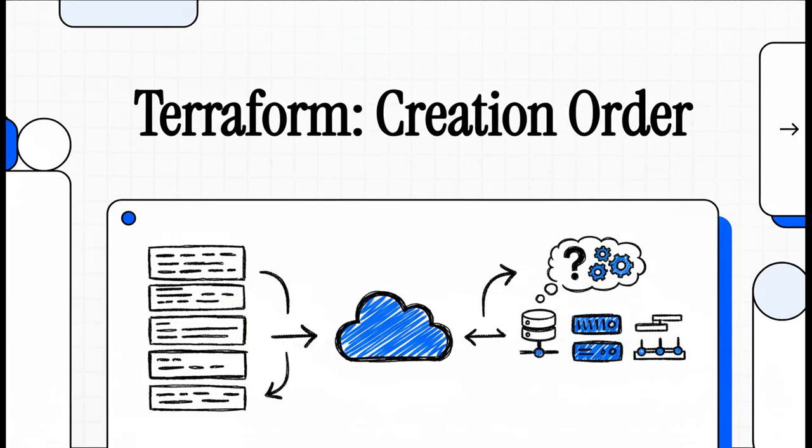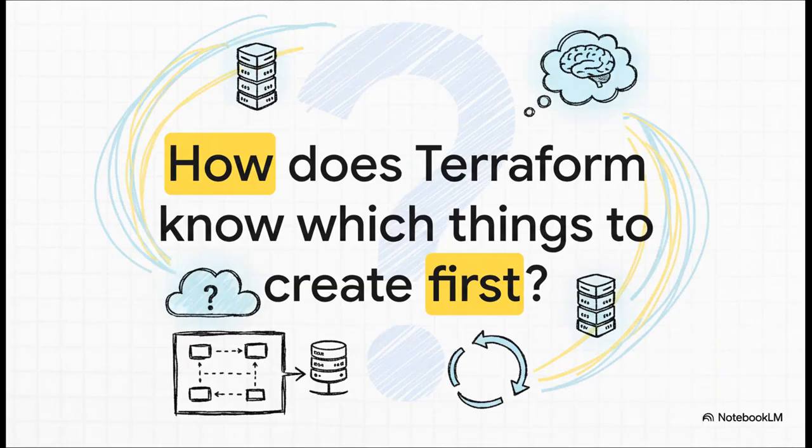So, if you've ever used Terraform, you've probably had this moment. You write all this code, you hit terraform apply, and poof, everything just kind of works. But have you ever stopped to wonder how? How does it know what to build first? I mean, really think about that.